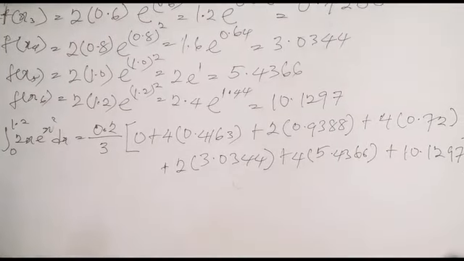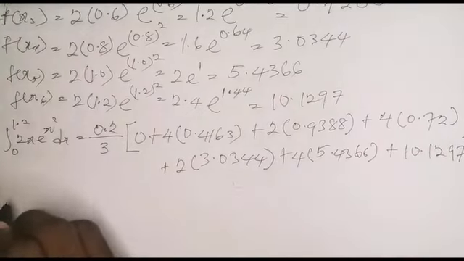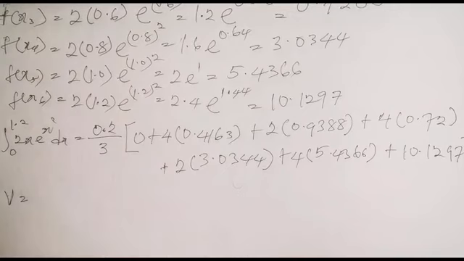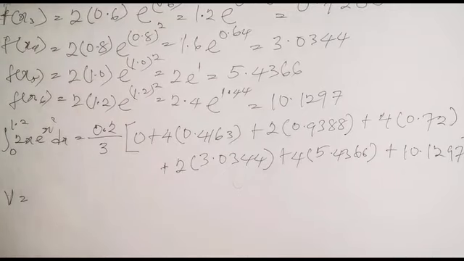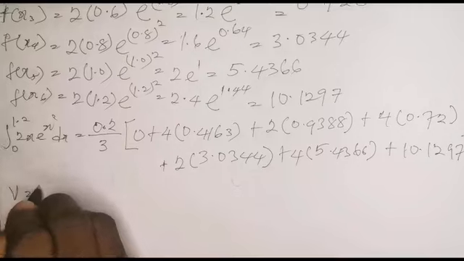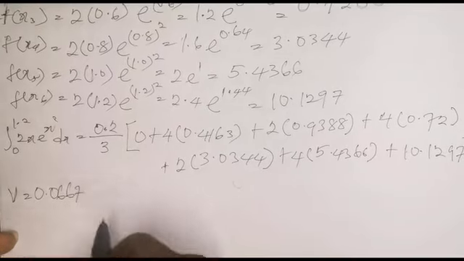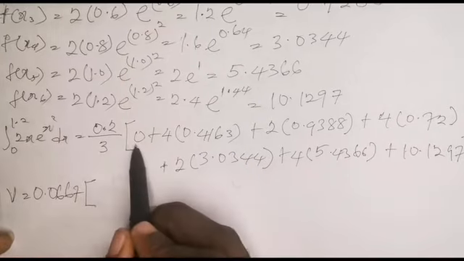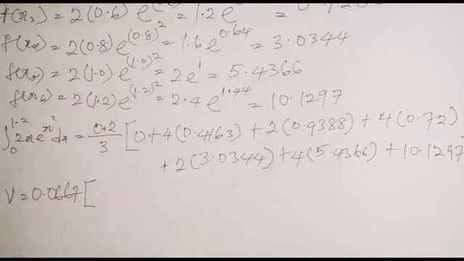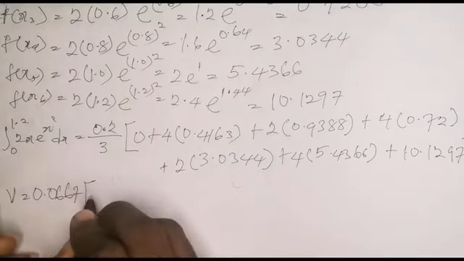So let's find the approximate value and see. So V is now equal to, we can simply find 0.2 divided by 3. This gives us approximately 0.0667. Multiplying by, of course, 0 is off. Now we find 4 times 0.4163. That gives us 1.6652.